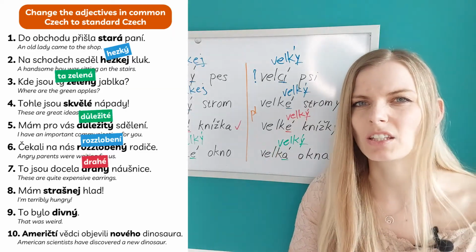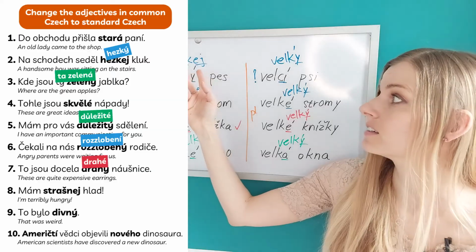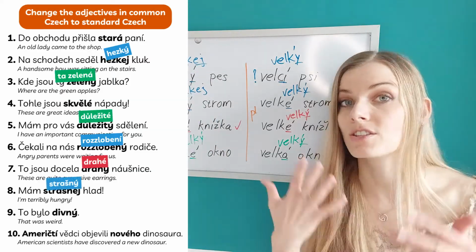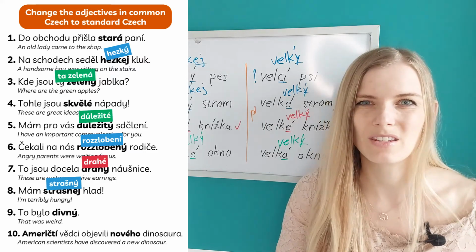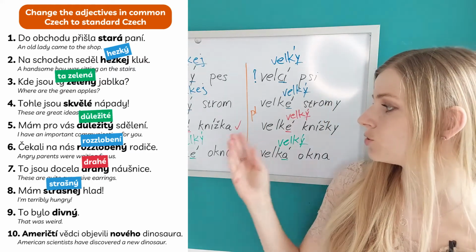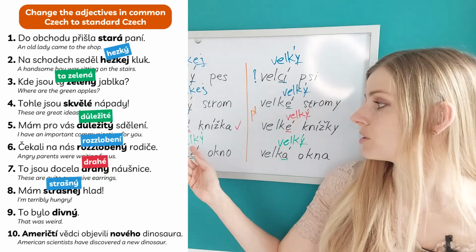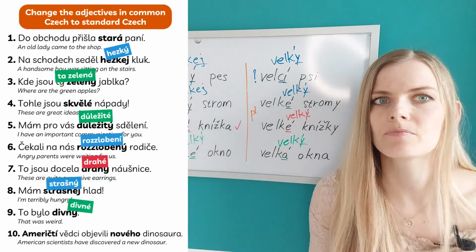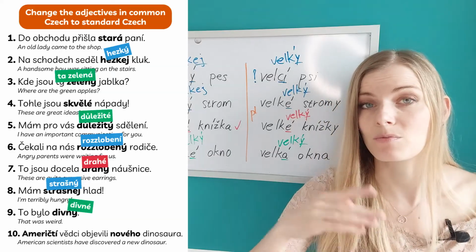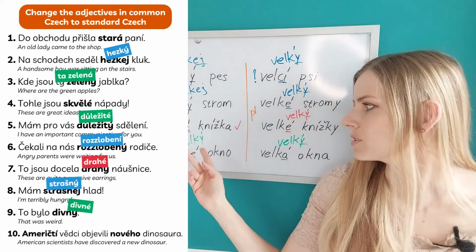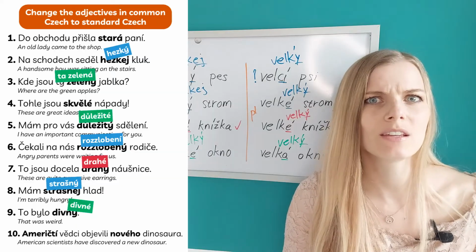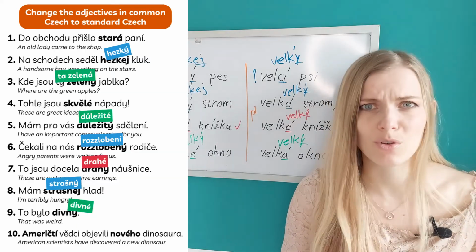Číslo 8. Mám strašný hlad. Strašný again. And the standard Czech is strašný hlad. Číslo 9. To bylo divný. To bylo divný. To is Neuter. So divný is common Czech. Standard Czech would be divné. To bylo divné. Every time we describe something and we say to, it would end with y in common Czech. And it's so common. To bylo dobrý, to je skvělý, to bylo divný.